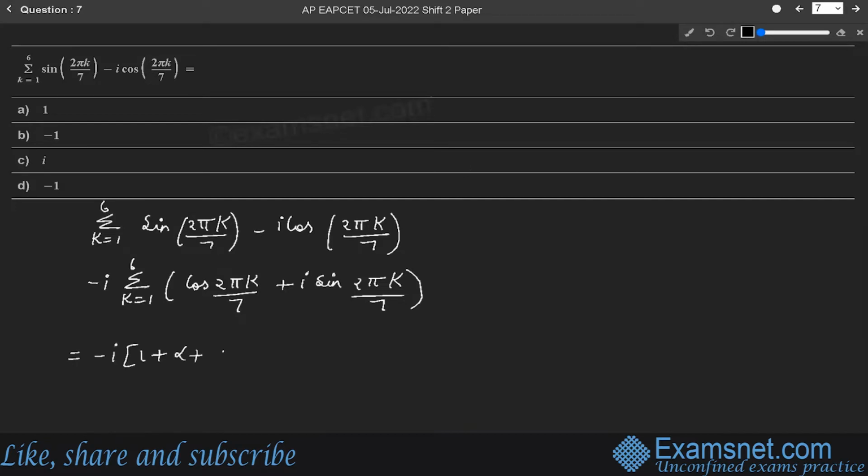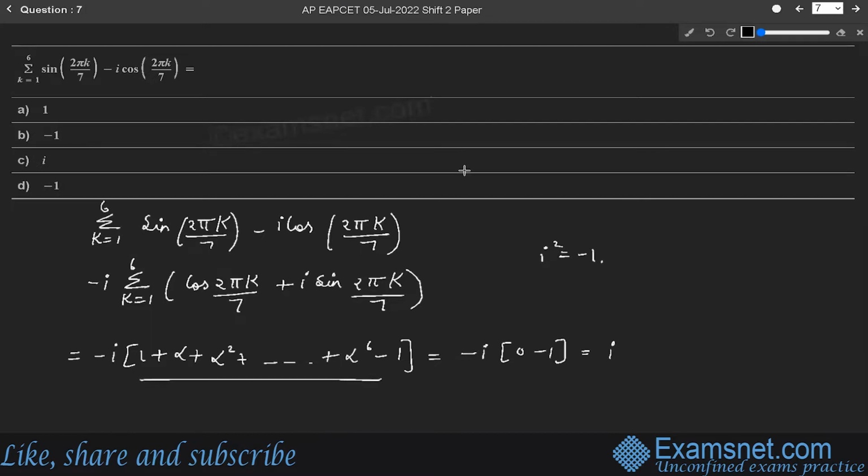plus alpha square plus so on up to alpha power 6, which is equal to minus i into 0 minus 1, which is equal to i. We know that i square is equal to minus 1. So on further solving this part, we get minus i into 0 minus 1, which is equal to plus i. Therefore, we can say that the correct option here is option number C.